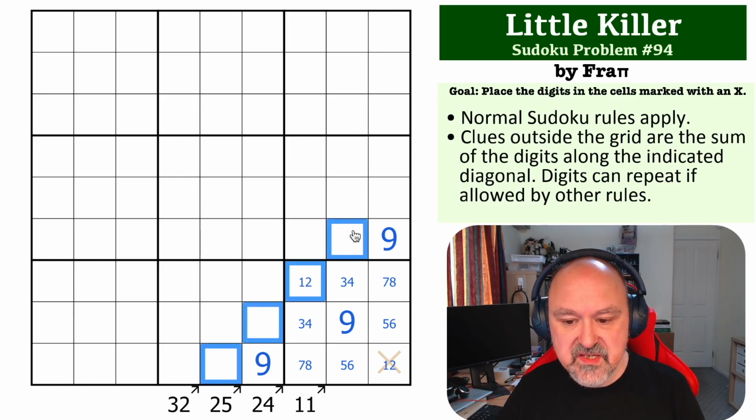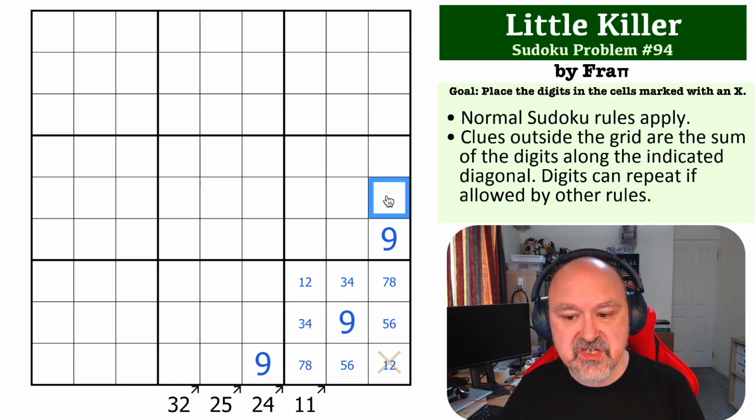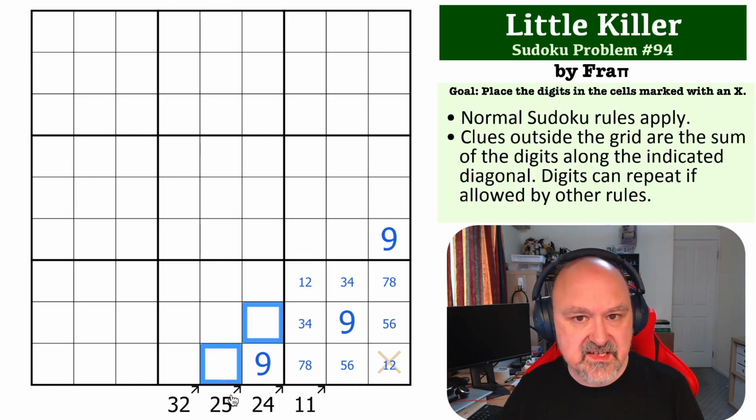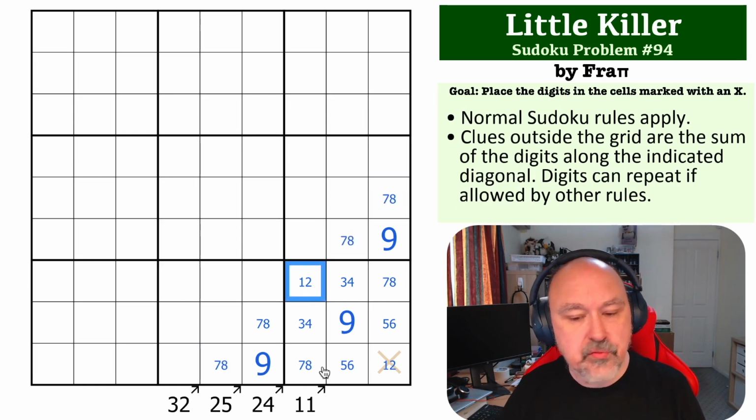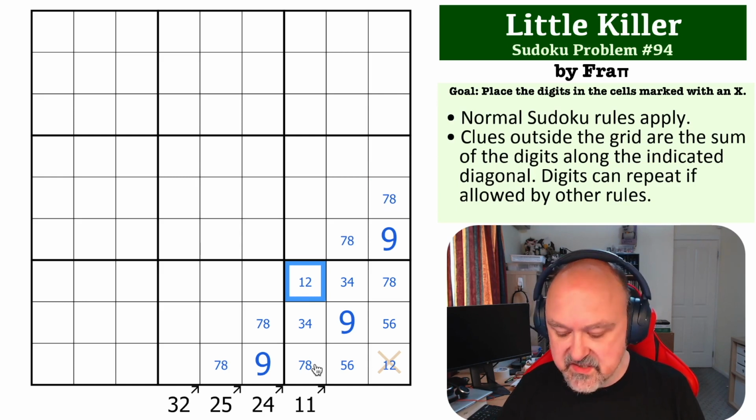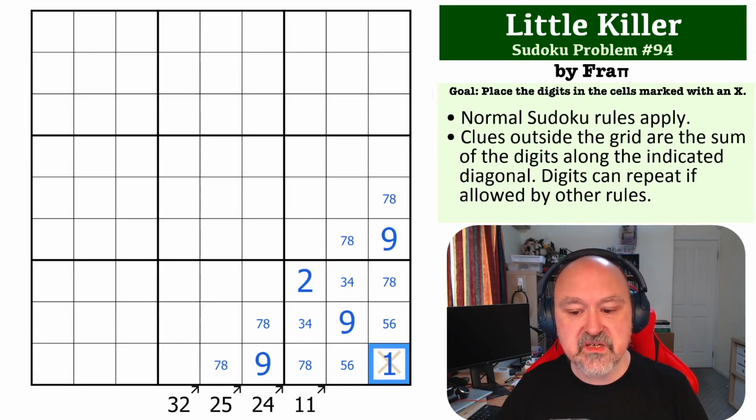Now, we haven't used this 32 clue yet. What we know is up here, the largest digits we can put into these two cells are 7 and 8, summing to 15. The largest digits we can put into here are also 7 and 8, summing to 15. If we add 7 and 8 and 7 and 8, that's 30, but we need to get to 32, but the largest digit we can put into that is a 2. So that must be a 2, and this cell must be a 1, which is the solution to the problem.